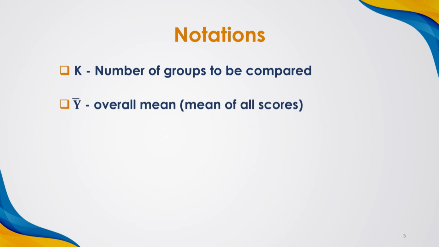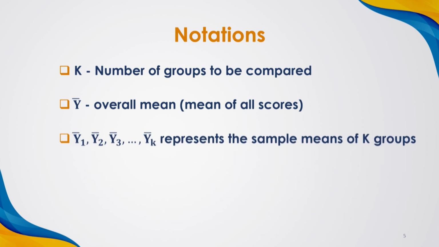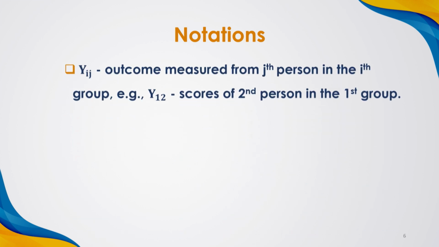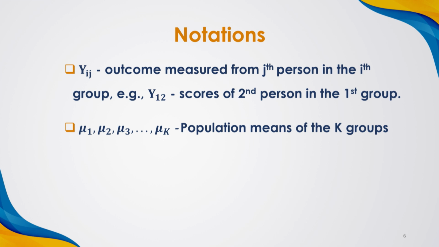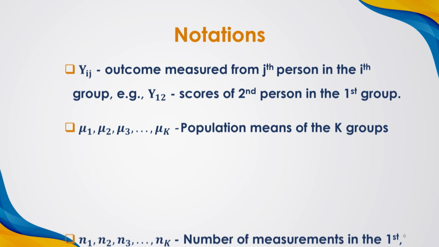Capital Y bar represents the overall mean, which is the mean obtained for all the scores. Y1 bar, Y2 bar up to Yk bar represent the sample means of the k independent groups. Yij is the outcome or response measured from the jth person in the ith group. For example, Y12 represents the score obtained from the second person in the first group. Mu1, Mu2, Mu3 up to Mu k represent the population means of the k groups.